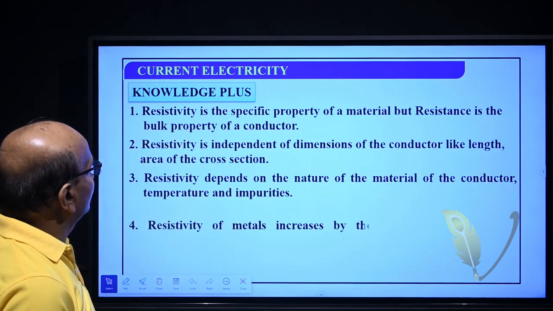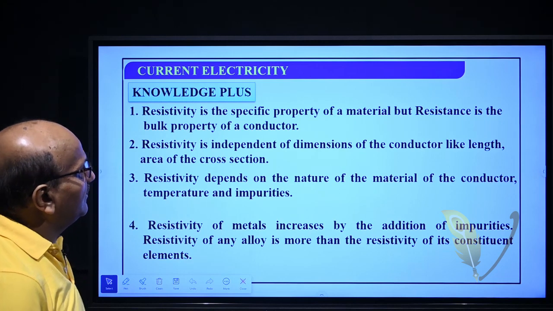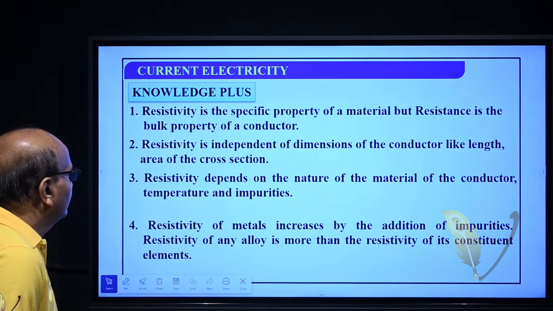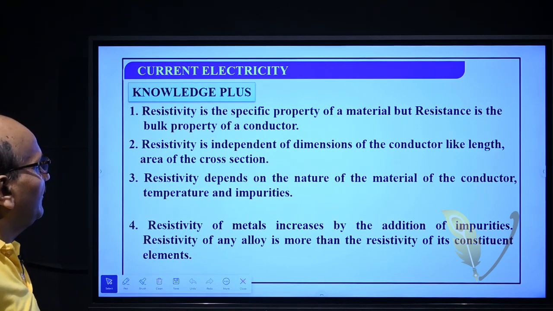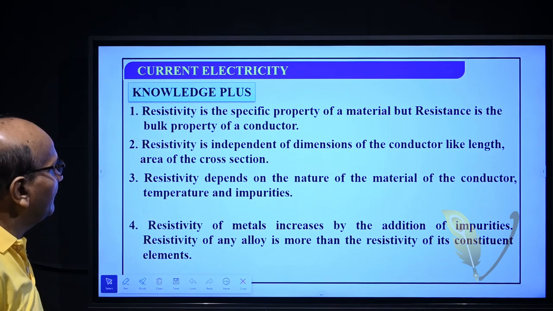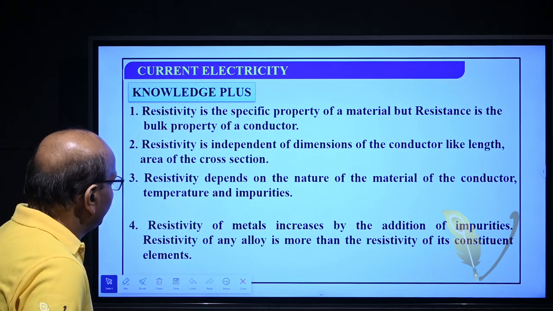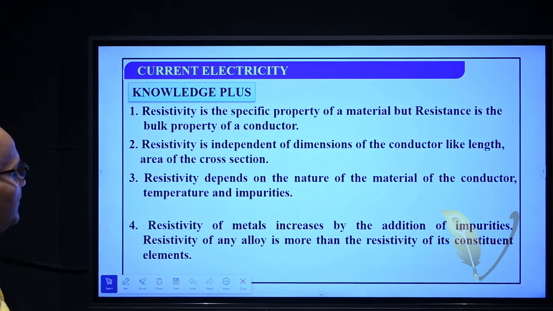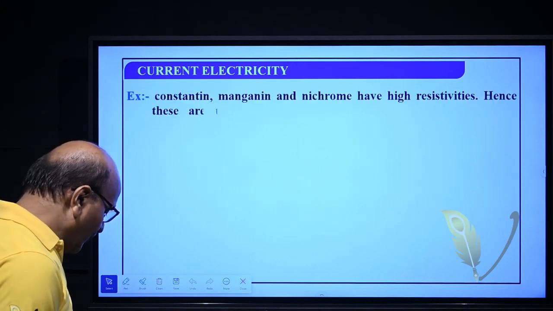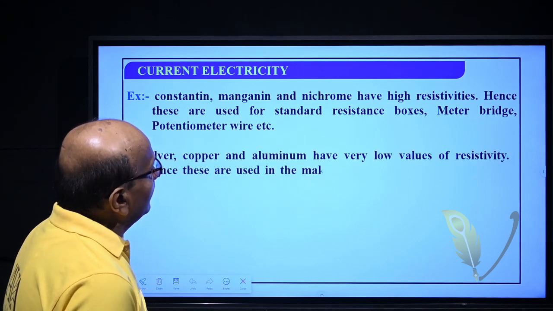Then some key notes or knowledge plus. Resistivity is the specific property of a material, but resistance is the bulk property of a material. Resistivity is independent of the dimensions of the conductor, like length and area of cross section. Resistivity depends on the nature of the material of the conductor, temperature and impurities. Resistivity of metals increases with addition of impurities. Resistivity of any alloy is more than the resistivity of its constituent elements. For example, Eureka, constantan, manganin and nichrome are alloys and have high resistances.